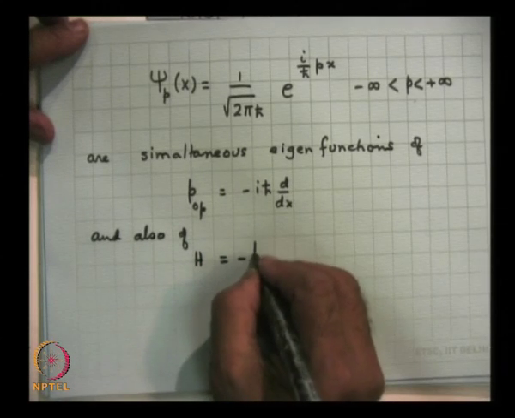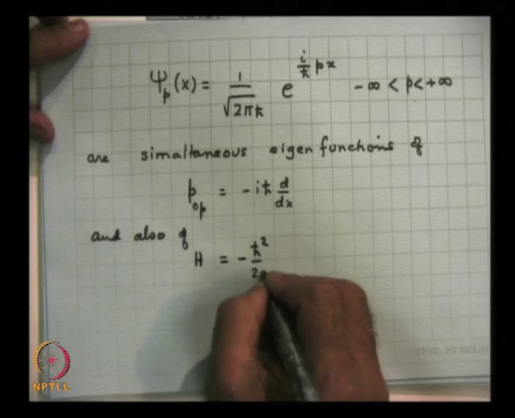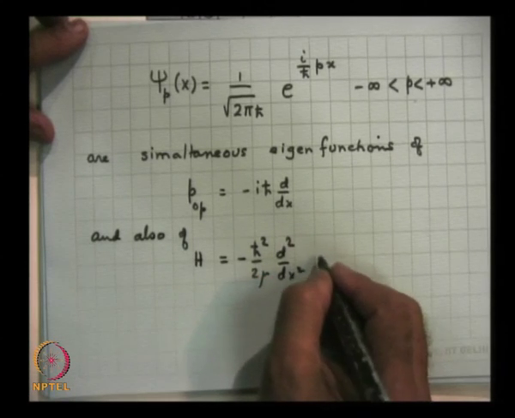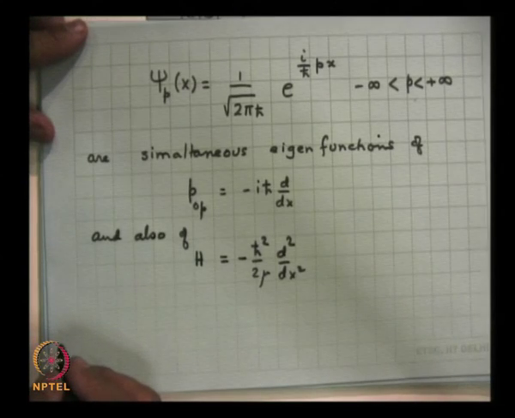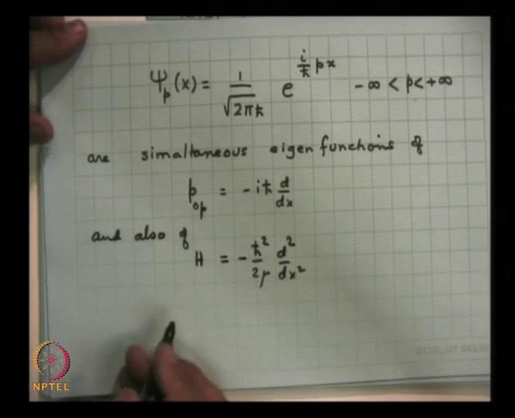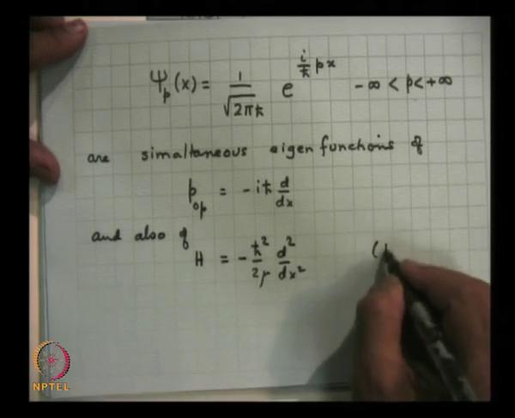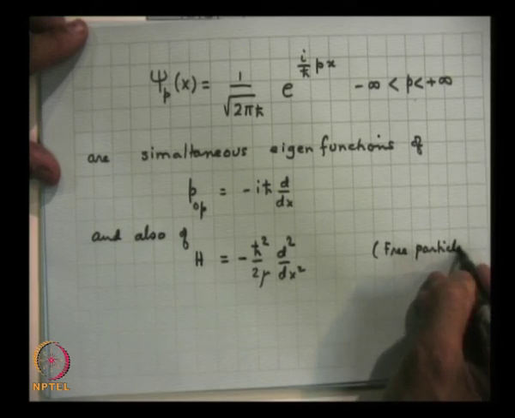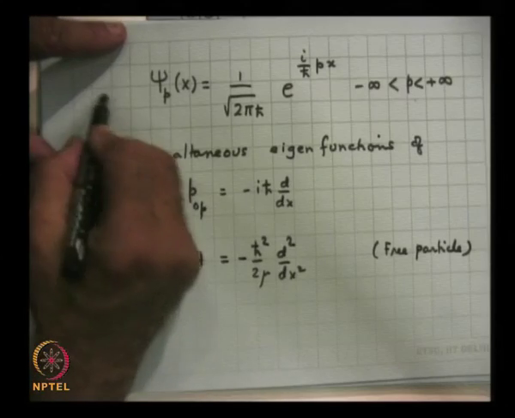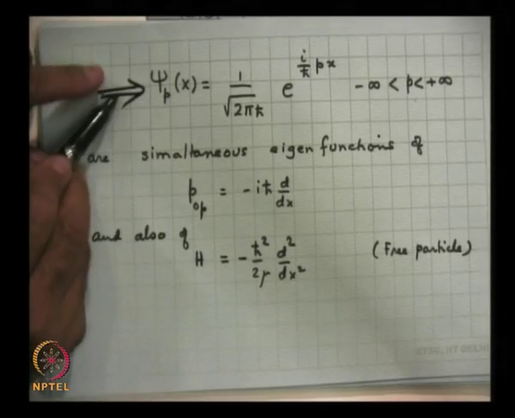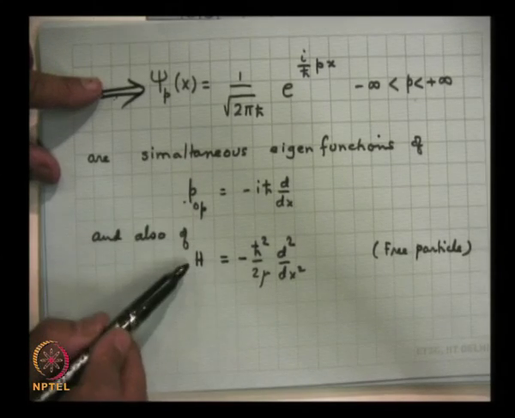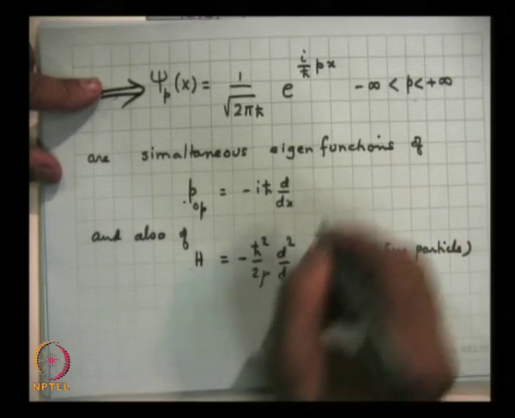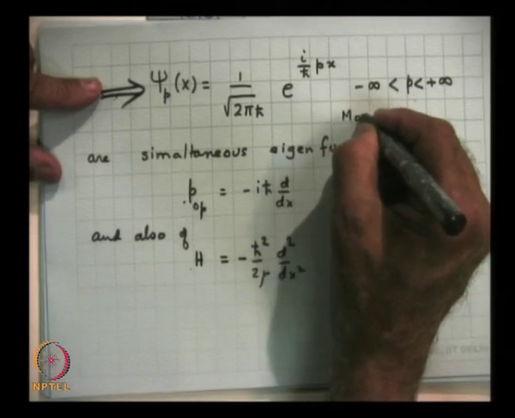The Hamiltonian for the free particle is minus h cross square by 2 mu d 2 by dx square. Actually, the Hamiltonian has a V of x term, but V of x is 0. This is for a free particle. And these wave functions are therefore eigenfunctions of p op as well as of this. These wave functions are often known as the momentum eigenfunctions.